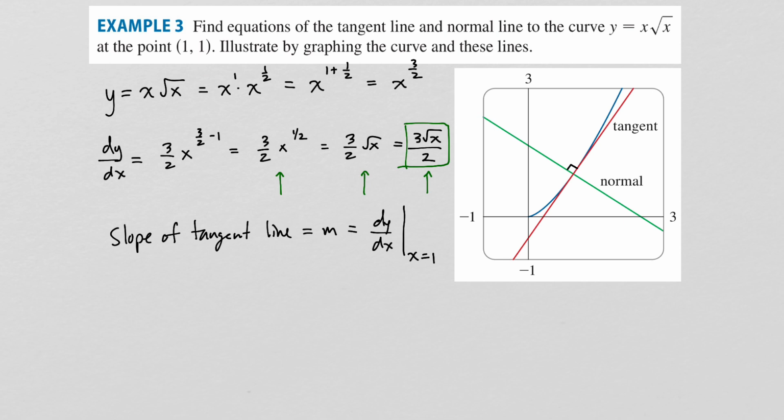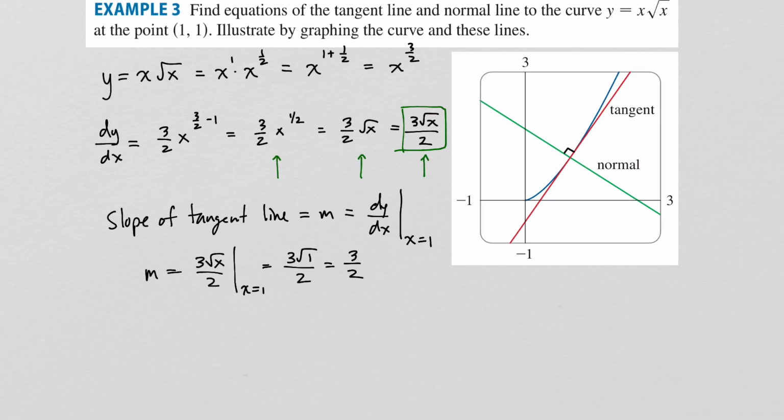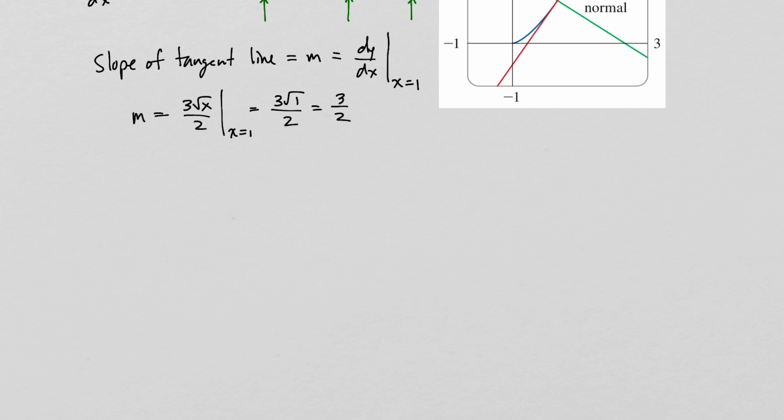So our derivative is 3 square root of x divided by 2, and we're going to evaluate that when x equals 1. And this is going to be 3 times the square root of 1 divided by 2, and the square root of 1 is 1, so we get 3 halves. That's the slope of the tangent line.